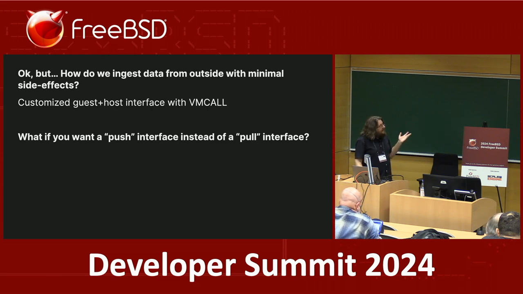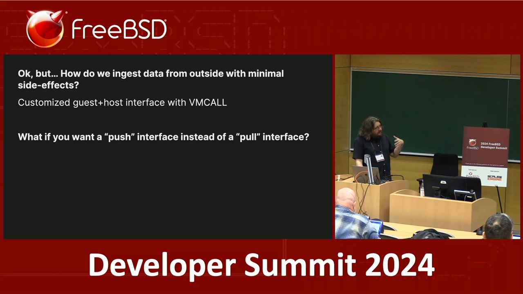So the next thing is, fine, I've got this interface. The way that VM call works, you make the VM call and, in our case, you can read data in, you can get data out. What if you wanted more of a push interface? Just armed with this one instruction that says, when I make this instruction, the outside world is going to give me, let's say, a byte of data, or a line of command to run in bash or something.